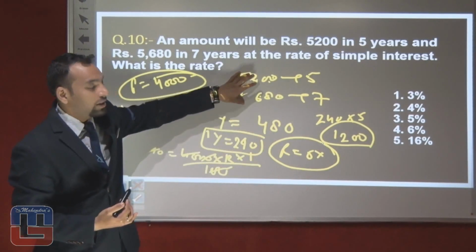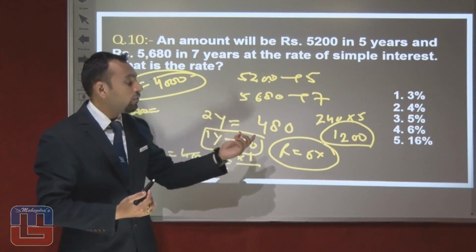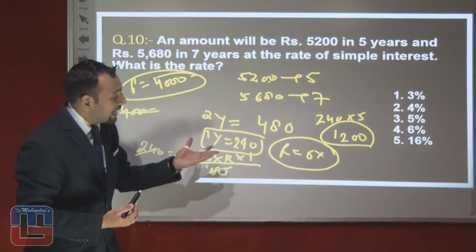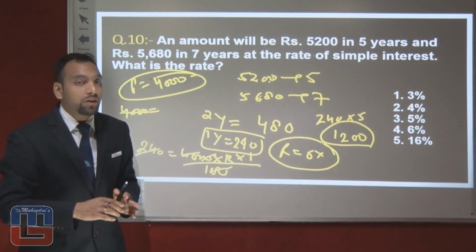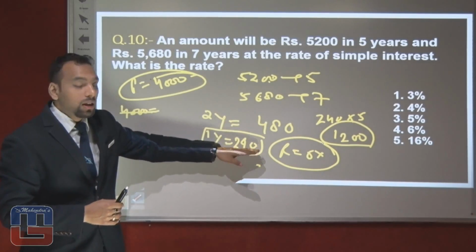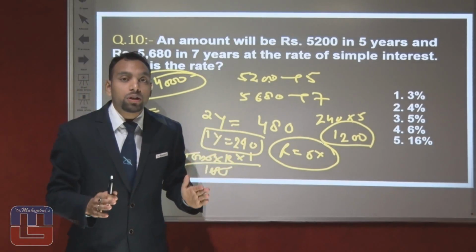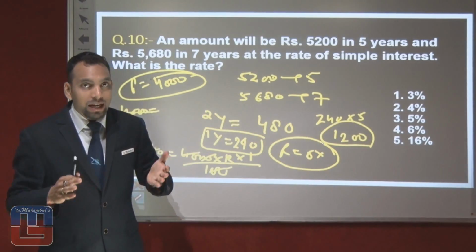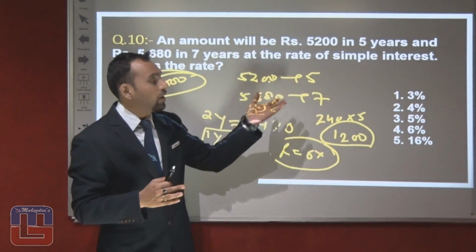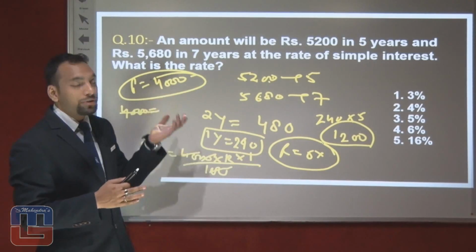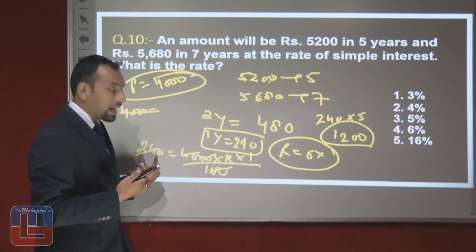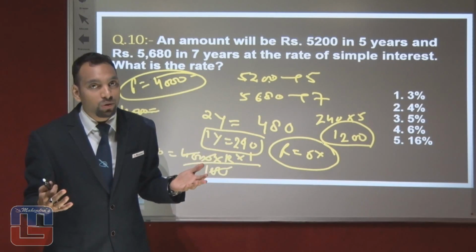Firstly, you have to check the difference. Here you will get 2 years will be 480, 1 year will be 240, which means the SI of 1 year will be 240. Then you will calculate the SI for 5 years. Then SI for 5 years we have and 5 years amount we have, we can calculate the principal. And then if we have principal and SI and time, we can calculate R.